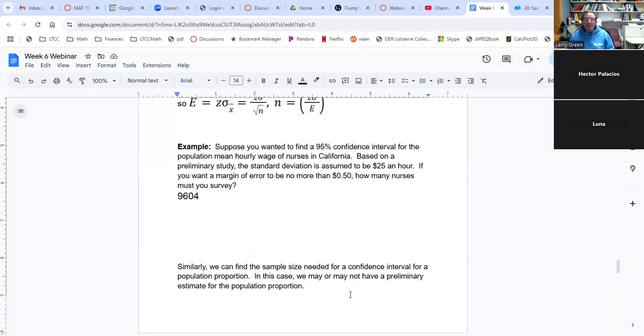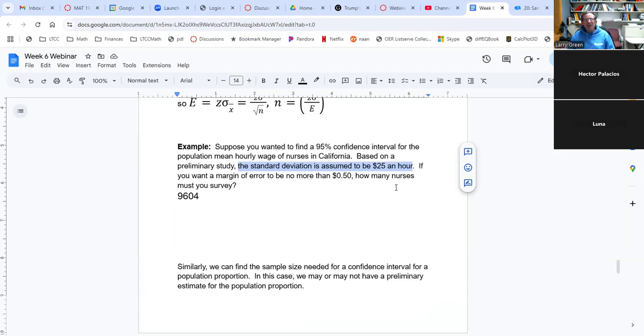So sometimes, instead of a sample size for a mean, you want a sample size for a population proportion. Notice, just a note, when I did this mean, we said the standard deviation was assumed to be $25 an hour. That's a big, ugly assumption, and sometimes you don't know. So that's a big if. One way to guess at a standard deviation is to do a small study. Instead of 9,000, maybe you ask 40 people and use that as a best guess at a standard deviation. So that's one way of handling it.